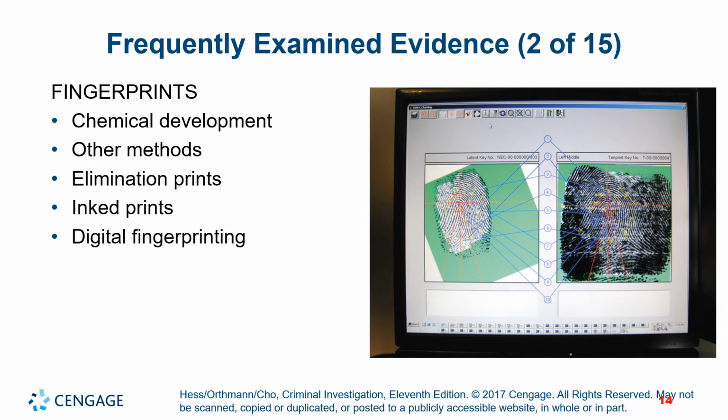Inkless fingerprints, or digital fingerprints, are stored in a database for rapid retrieval. They go through an automated fingerprint identification system known as AFIS. And then there is the integrated automated fingerprint identification system called IAFIS, and that was developed by the FBI and Department of Homeland Security.